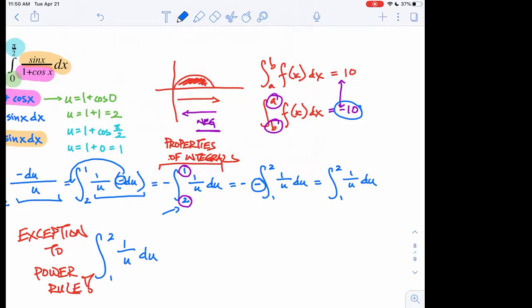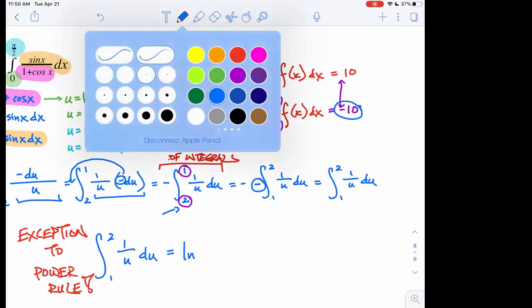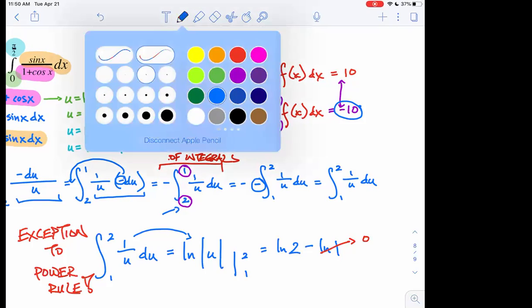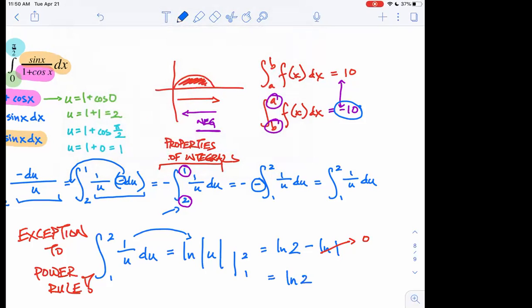So when I have the integral of 1 over u, that actually came from the natural log of u. So this is our one exception to the power rule. The integral of 1 over u is the natural log of u. I drop the line, I put in the 2, I put in the 1, and I get natural log 2 minus natural log 1. But a good number to know is that the natural log of 1 is actually 0. So my final answer can just be natural log of 2.